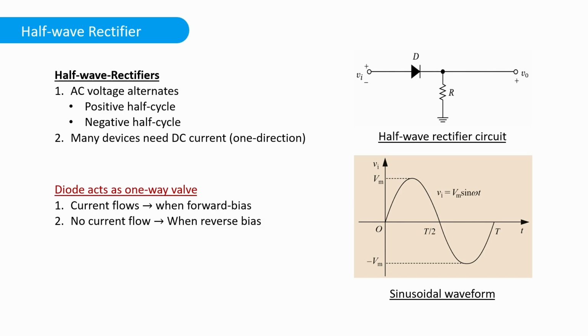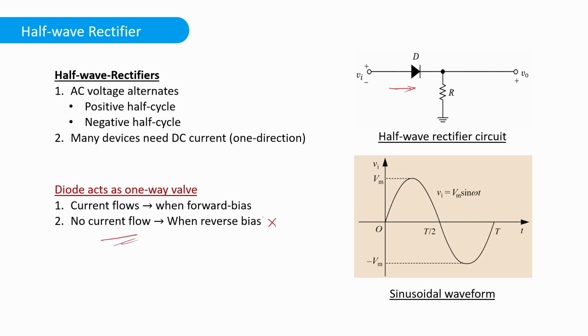And before explaining how it works, we must recall this concept that the diode actually acts as a one-way valve. Okay, so if it is in forward direction, or you can say forward bias condition, then the current will flow in this way. If it is in reverse bias condition, this will act as an open circuit, and if it acts as an open circuit, there will be no flow of current. You can see it over here.